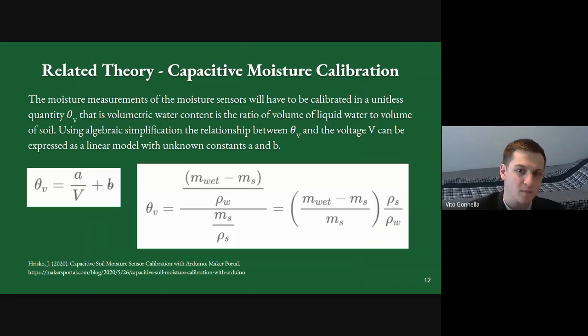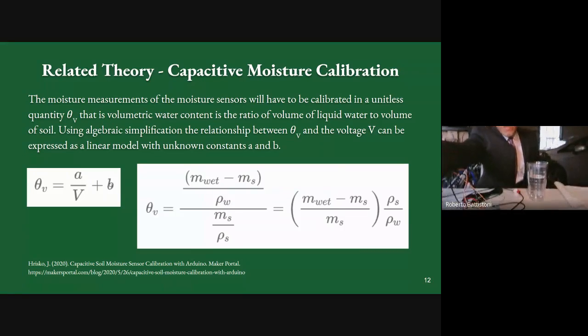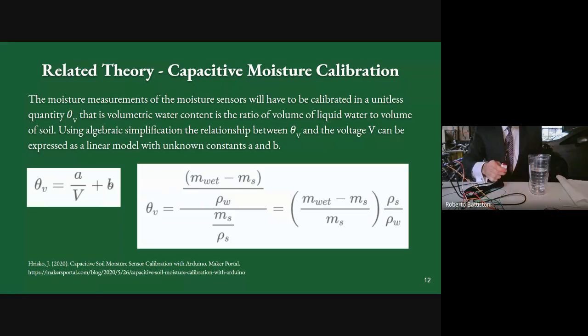So this is our related theory, capacitive moisture calibration. For this, we set dry air as being zero, being no moisture whatsoever, and we set pure water as being 100. And so when we calibrated our probes, we were able to calibrate just by putting them in water, getting readings from them, and measuring the voltage when they are completely submerged in water.